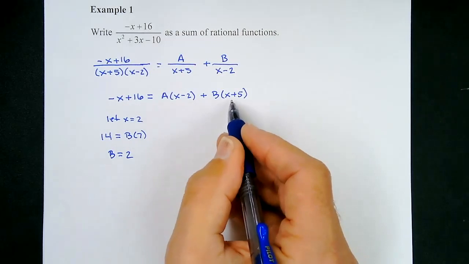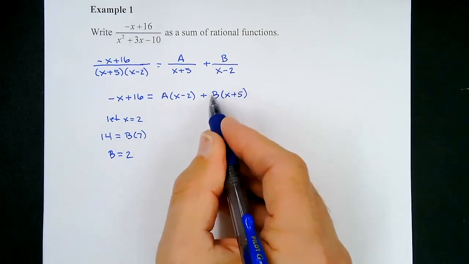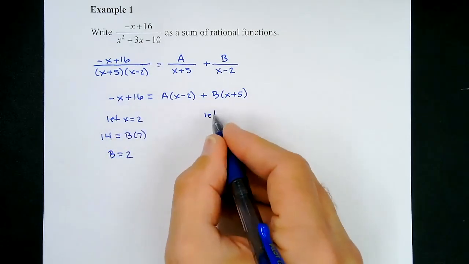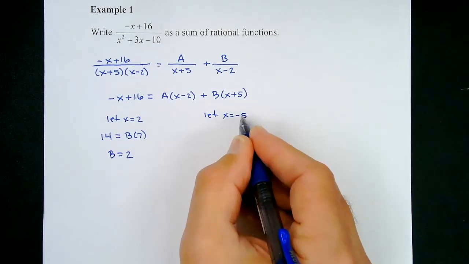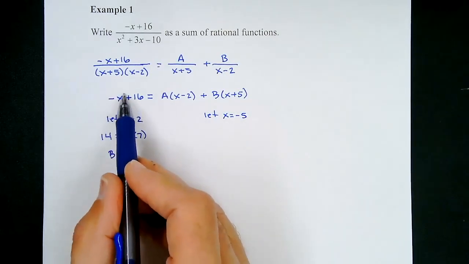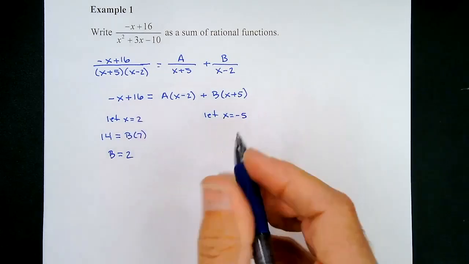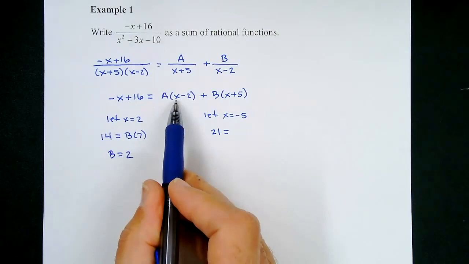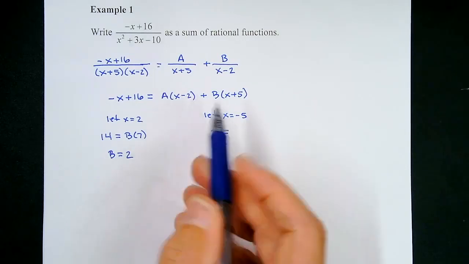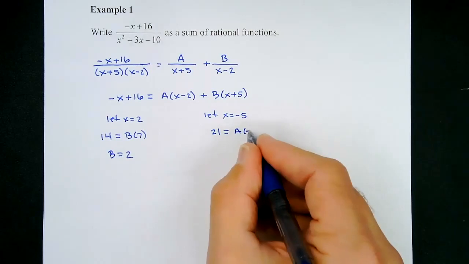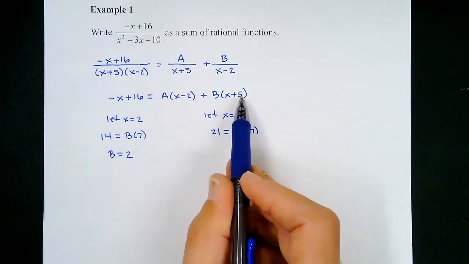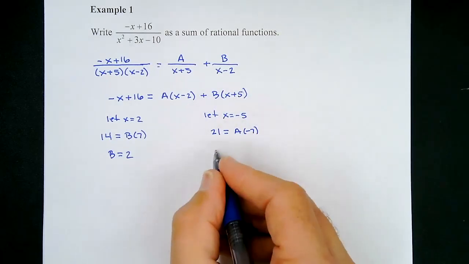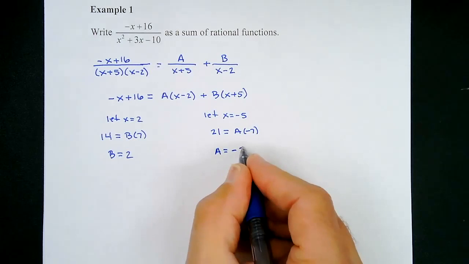Okay, over here, we're going to let x equal negative 5. And that's going to cause this one to drop out. So let x equal negative 5. When we put negative 5 in here, that's going to be positive 5 plus 16, which is 21, equals, and when we put negative 5 in here, that'd be negative 5 minus 2. That's going to be negative 7. So there's going to be A times negative 7. And this one's going to be 0, so when I multiply it by B, it's just going to be 0. All right, so then A winds up being equal to negative 3.